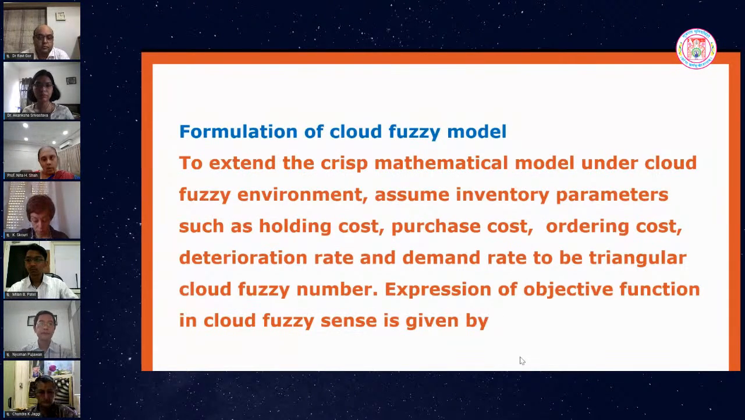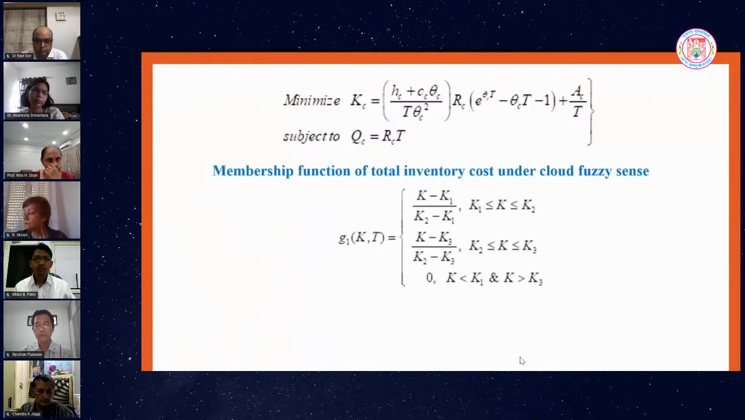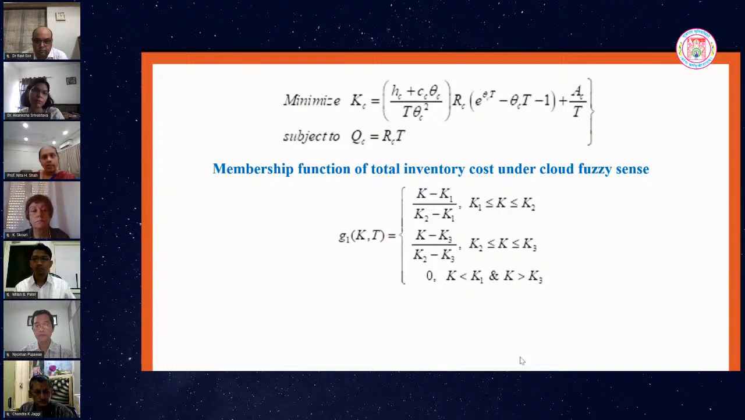Now, about the cloud fuzzy model, to extend the CRISP mathematical model under cloud fuzzy environment, we assume all the parameters to follow triangular cloud fuzzy numbers. And we have replaced F by C. So my objective function is minimize total cost under cloud fuzzy environment subject to order quantity, which is also now a cloud fuzzy parameter. So we have a cloud fuzzy function, total cost.